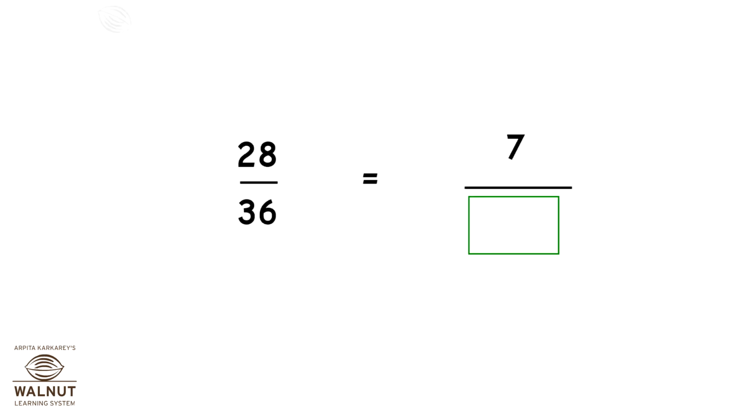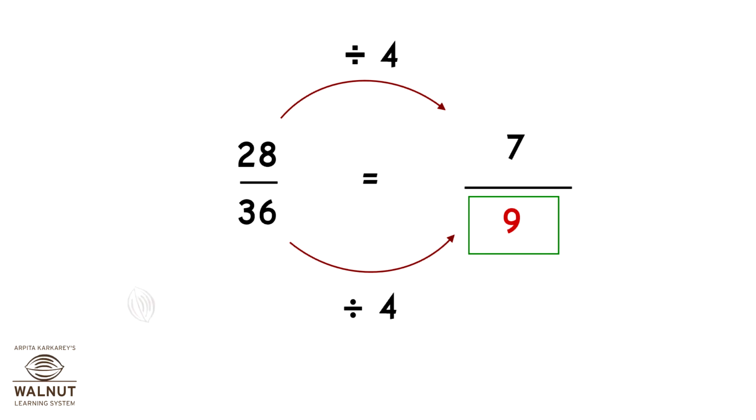Try this one. We have 28 upon 36 and we want to make an equivalent fraction with numerator 7. 28 divided by 4 is 7. Whatever we do to the numerator, we have to do to the denominator. So we divide the denominator by 4, which gives us 9. So the equivalent fraction is 7 upon 9.